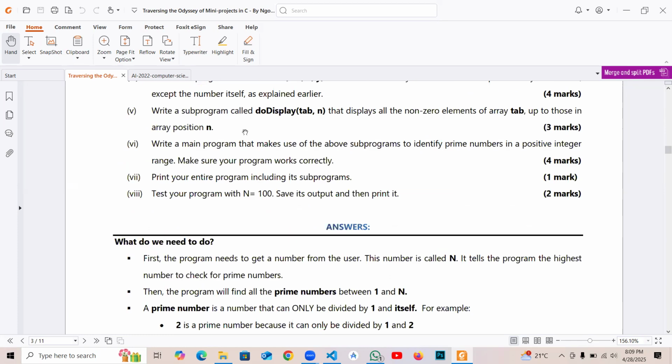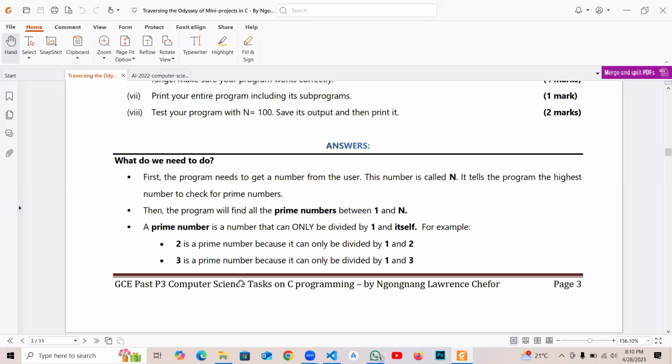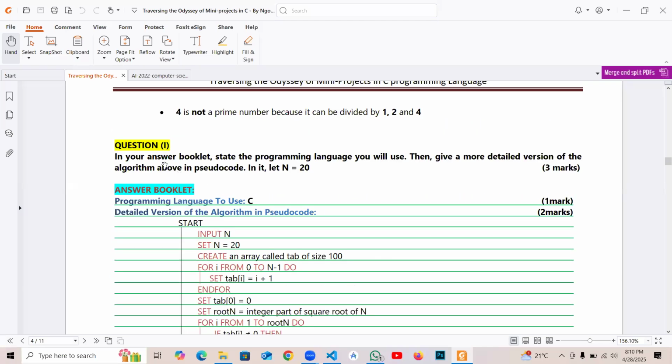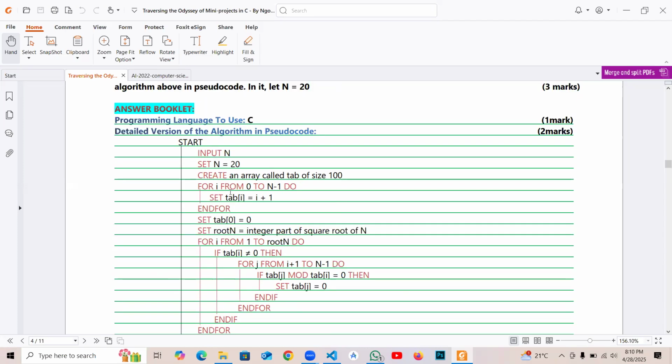Okay, so going straight to the question, these are my answers. I say, what do we need to do? That is only for that question. I already interpreted all of this. There's no need to interpret again. Question 1. In your answer booklet, state the programming language you will use. Then, give a more detailed version of the algorithm above in pseudocode. In it, let n equal to 20, 3 marks. I designed this page. I say, okay, this is my answer booklet. Are you seeing?